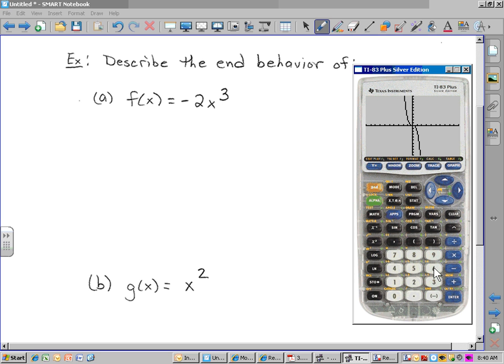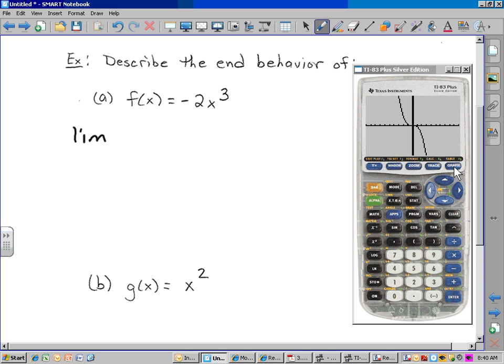We can change the window. We'll make the window a little bit higher and lower. So I'm going to go like negative 50 to 50 on the Y min and max. Doesn't change much. What's happening to y when x goes way left? So, the limit of f of x as x approaches negative infinity.